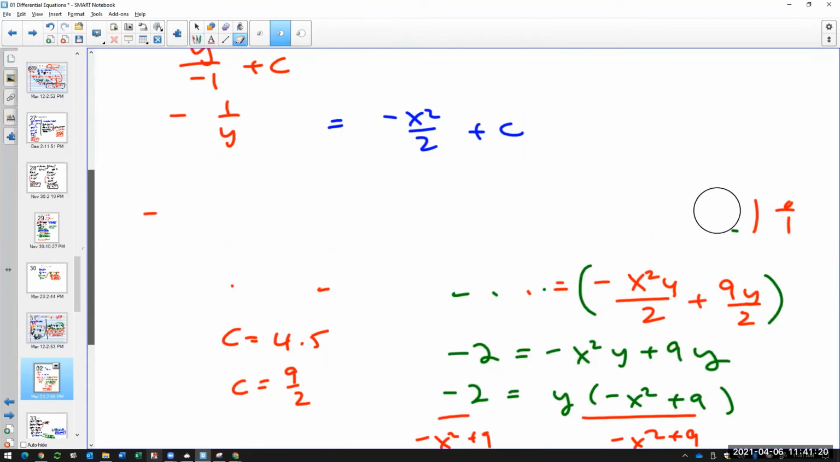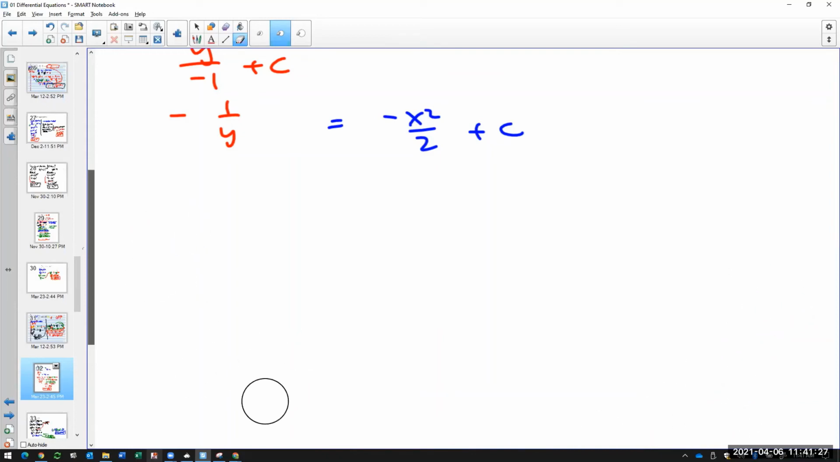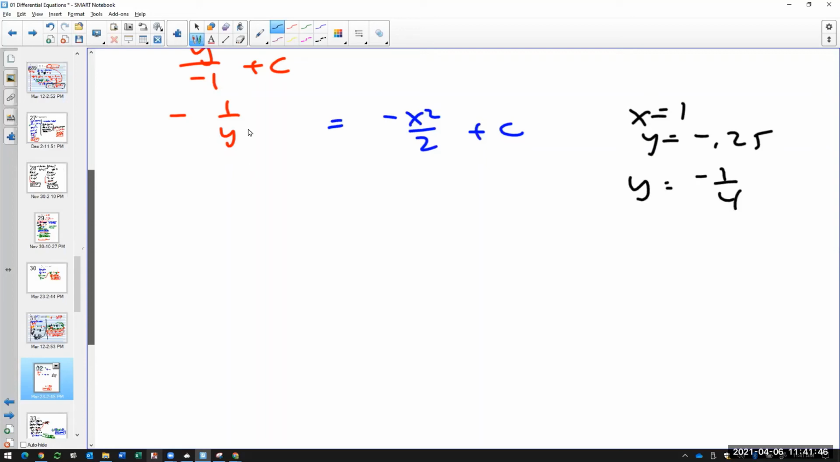Solve for y or solve for c. Okay, what do you want to solve for first? You guys tell me. Okay, let's solve for c. What's my initial condition? Can someone tell me? Y equals 1. X equals 1. Okay. So I'm going to change the y to negative 1/4. I can see that fractions are going to be involved here. So y is going to be negative 1/4. X is going to be 1.